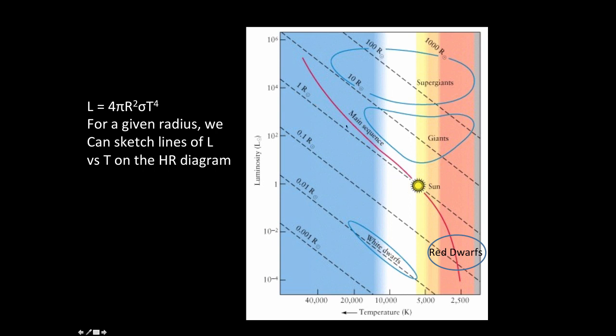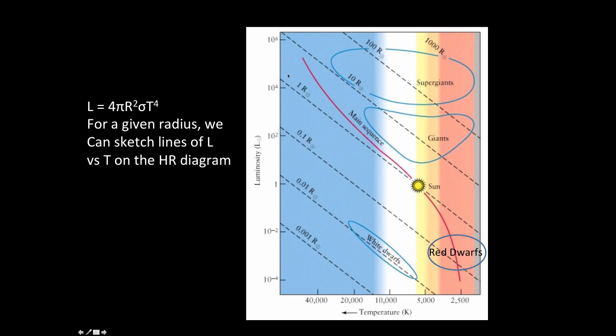So for example, this dashed line here that passes through the sun's location is the line that you get when you plot this equation setting R equal to 1. Note that although luminosity is proportional to temperature to the fourth power, if we plot both luminosity and temperature on a logarithmic plot, this function becomes a straight line.